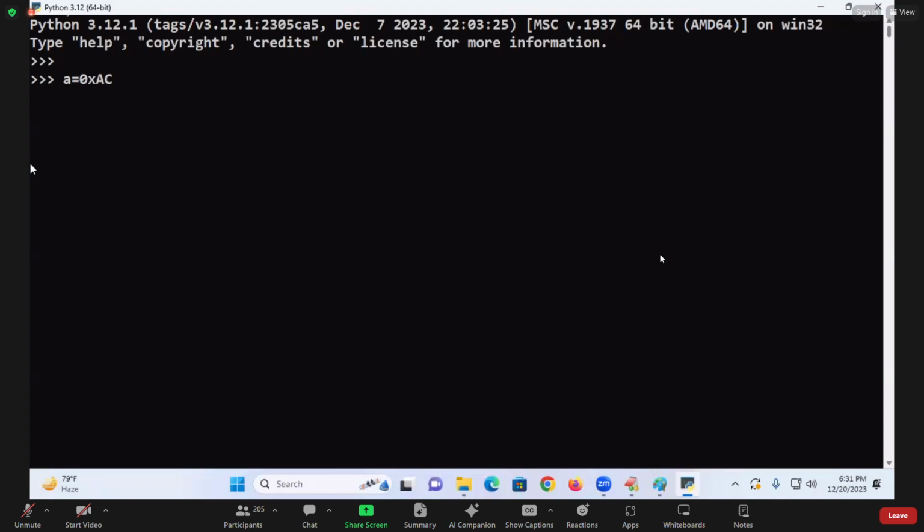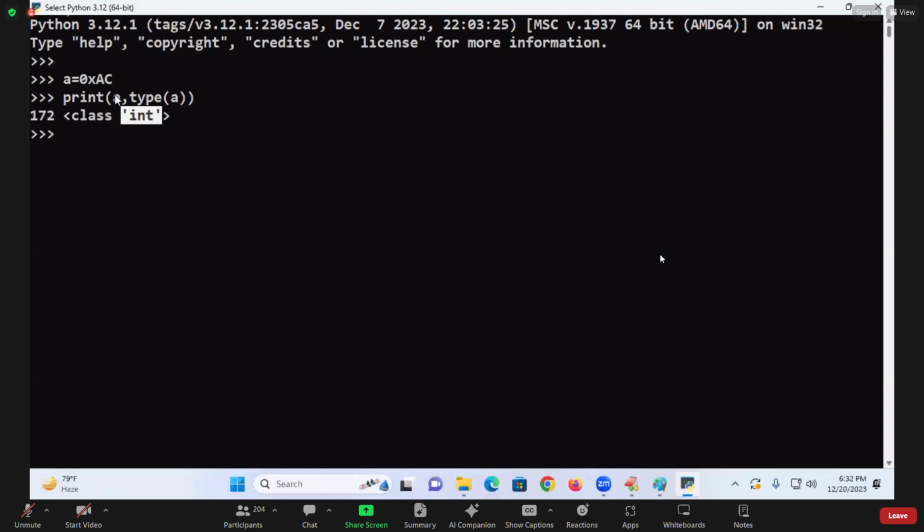I hope that you are understanding that entire part here. Are you able to understand? Yes. Students, now I am going to say A is equal to 0x AC. Even though I represent the data in hexadecimal format, it is showing in the form of decimal. Print of A, comma, type of A. So this is 172 of what?